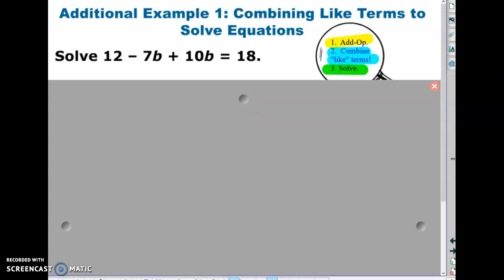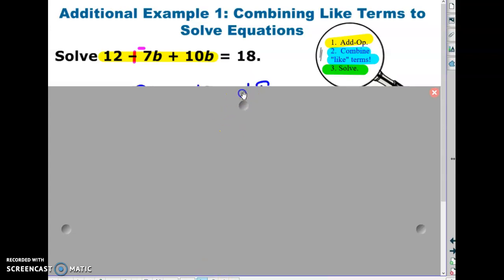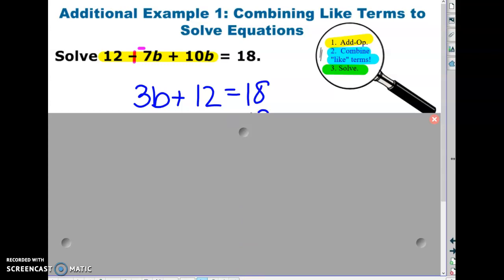So if our original problem right here is 12 minus 7b plus 10b is the same as 18, I like to do the property of equality, so I would change that subtracting 7b to adding a -7b, because addition is commutative. We can do it in any order. And so if I were to first of all combine like terms, my like terms I'm going to combine are going to be these b's right here. So -7b plus 10b is going to give me a +3b. 3b plus 12 is the same as 18.